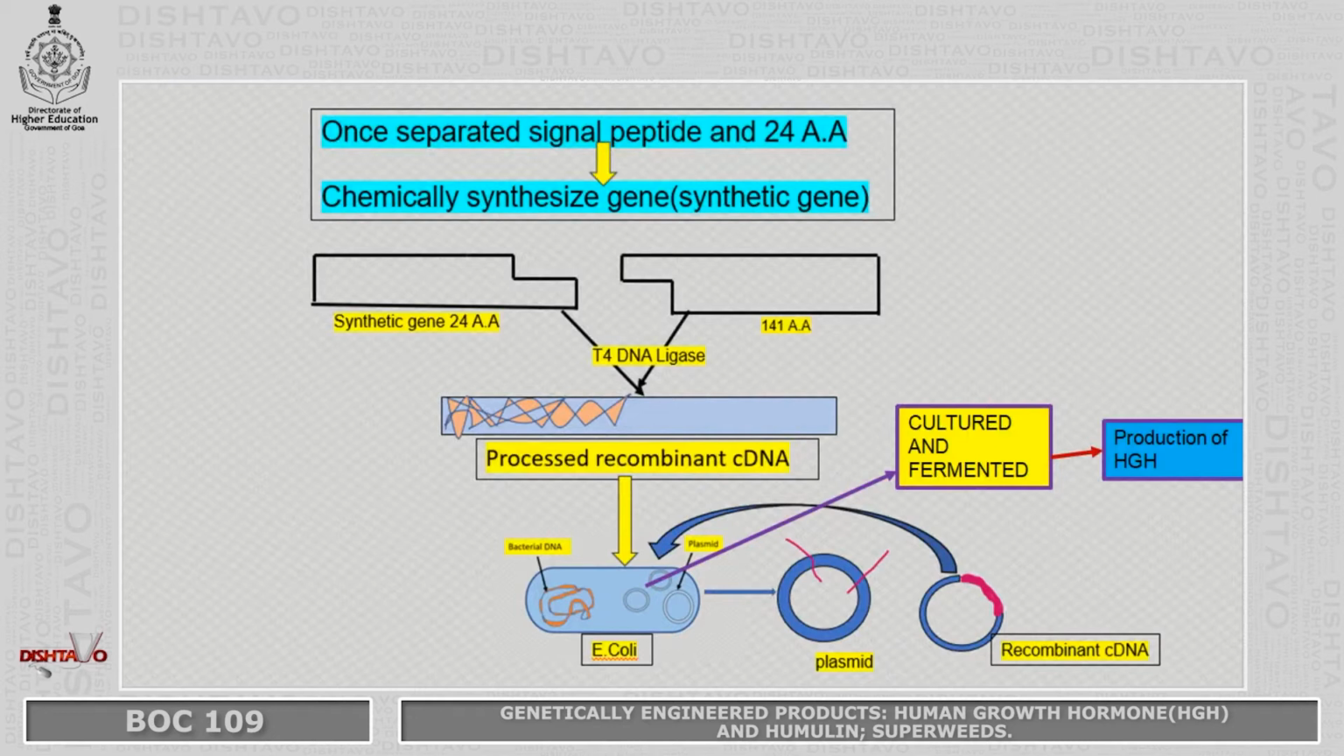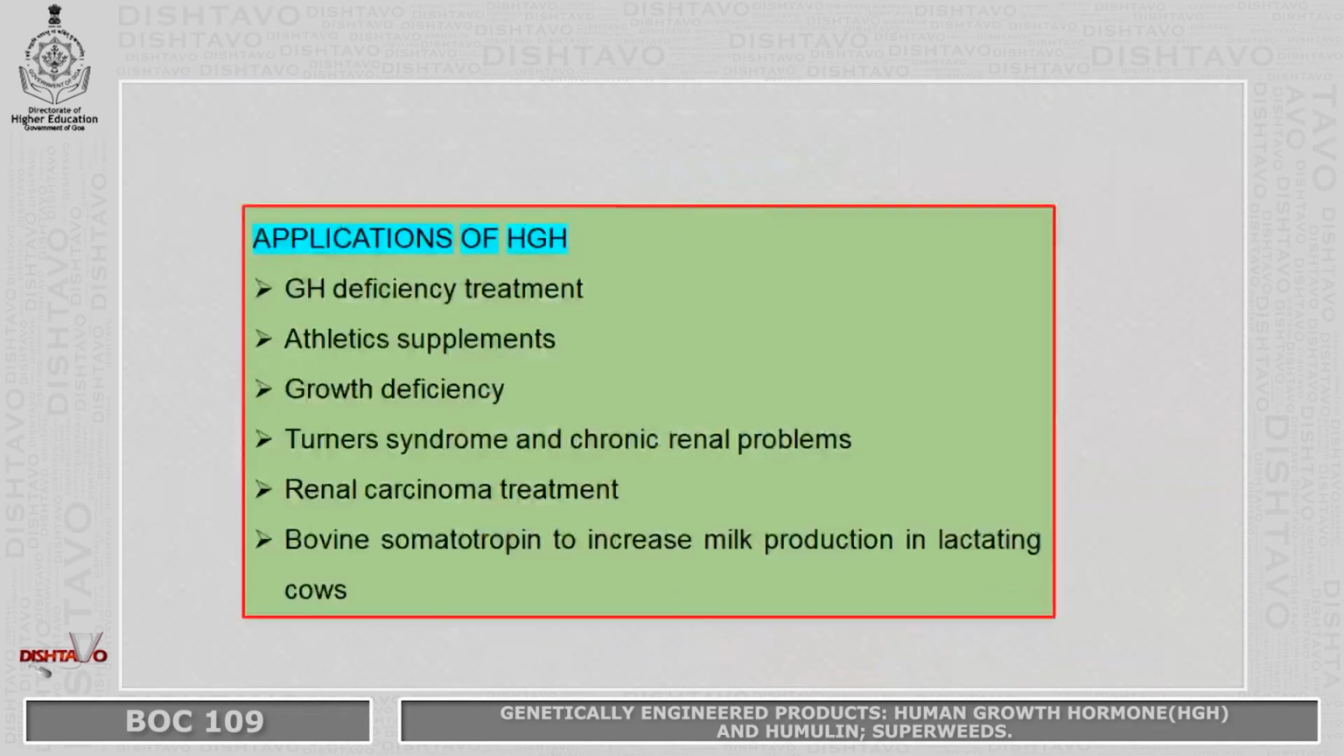This fragment is then genetically engineered with the help of a plasmid taken from E. coli. You take the plasmid and cut it, add the fragment of interest, that is of human growth hormone, ligate it again with DNA ligase, and reinsert it in E. coli. This reinserted E. coli with a recombinant plasmid vector is cultured and fermented. Once it is cultured and fermented, there is production of human growth hormone, which is then extracted.